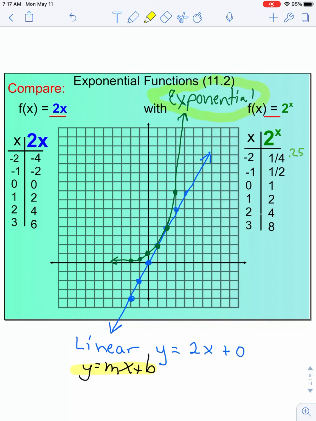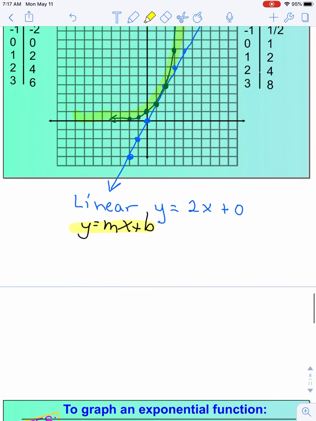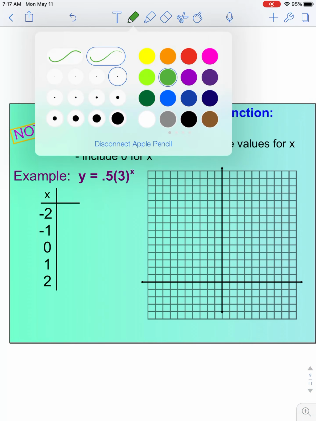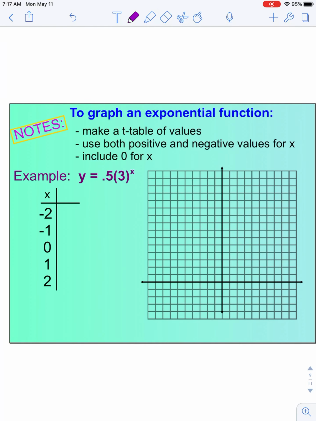And that's what we're going to study. And notice, it's not a straight line. But it's also not a parabola like we've been studying, because it doesn't come back up. What happens with these exponential functions is it gets closer and closer and closer to the x-axis, but it never actually crosses it. So, how do we graph an exponential function? Well, that's what we're going to work on right now.